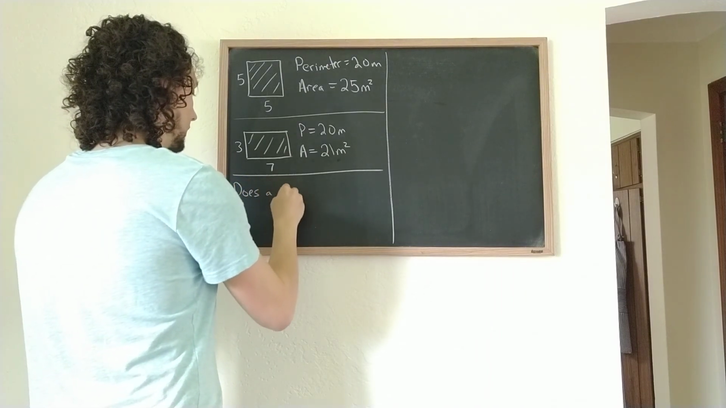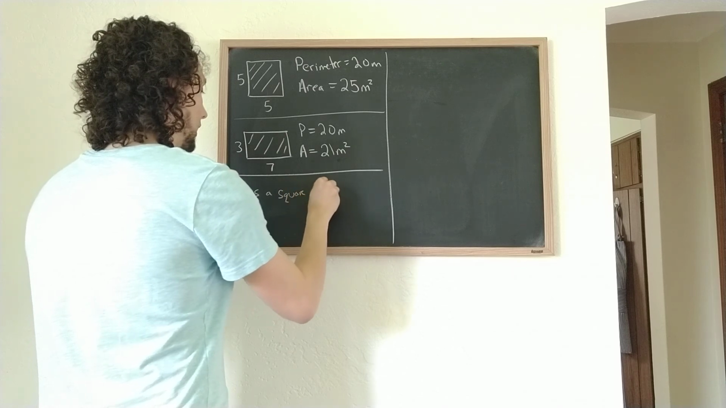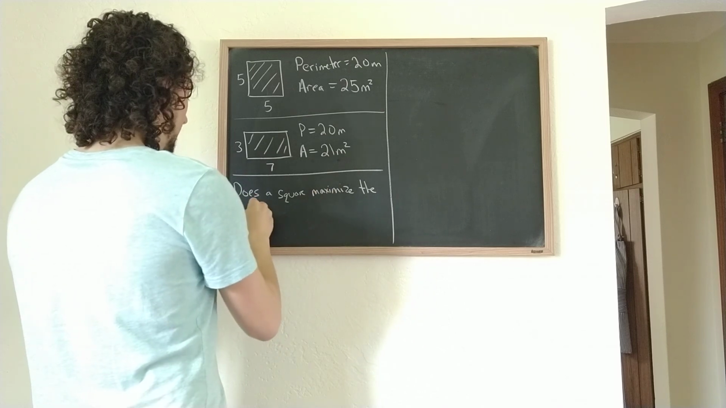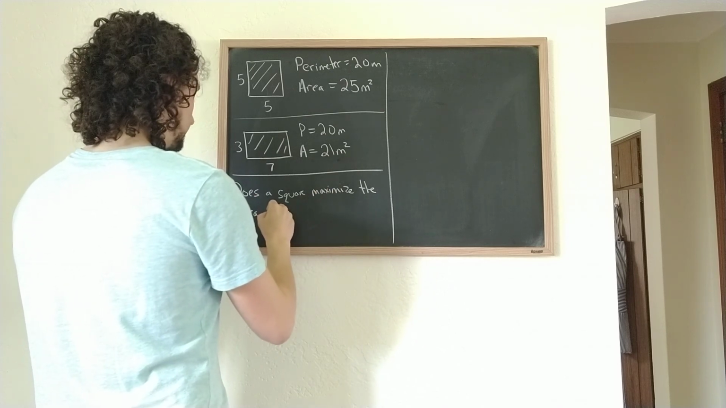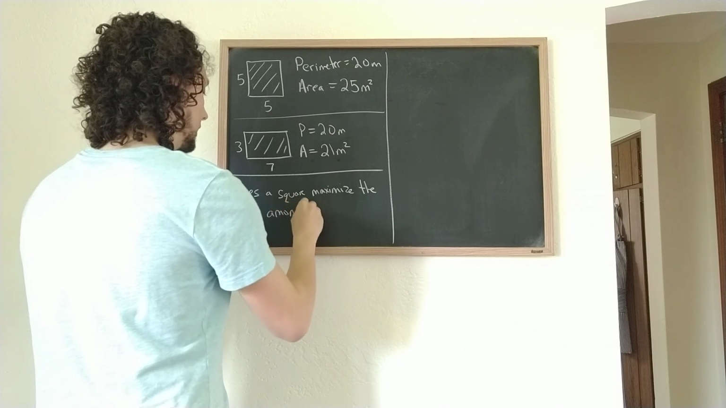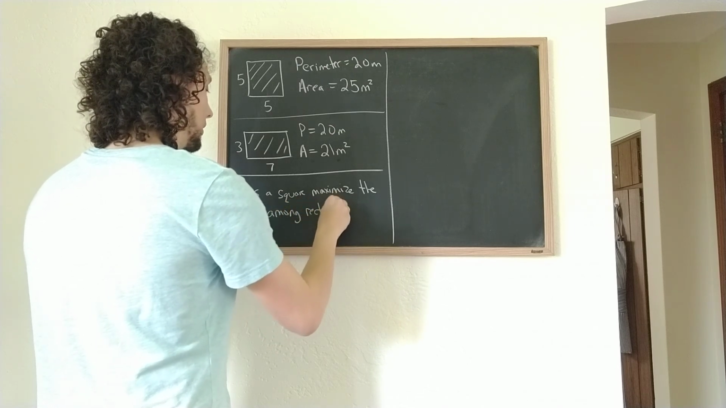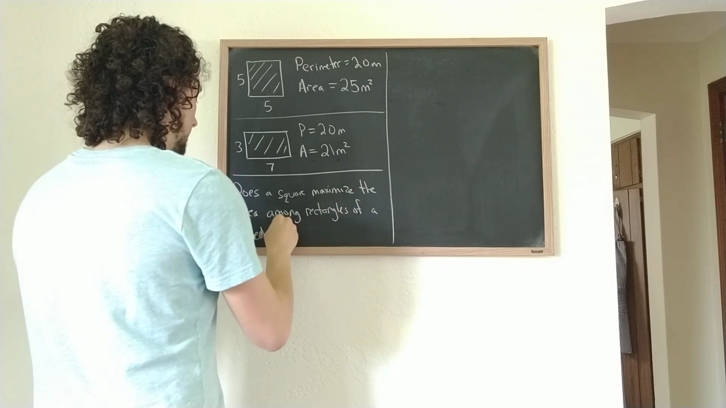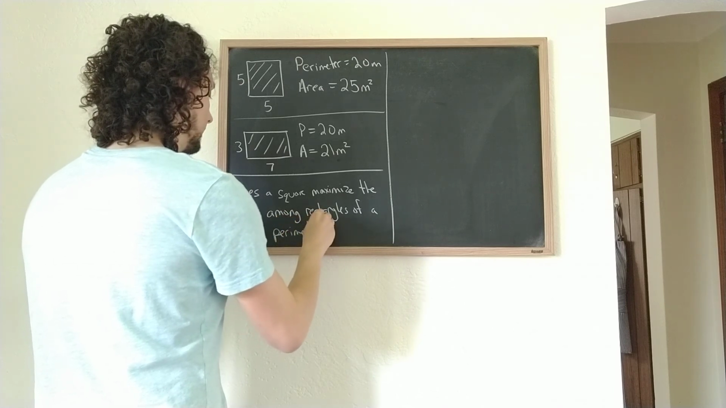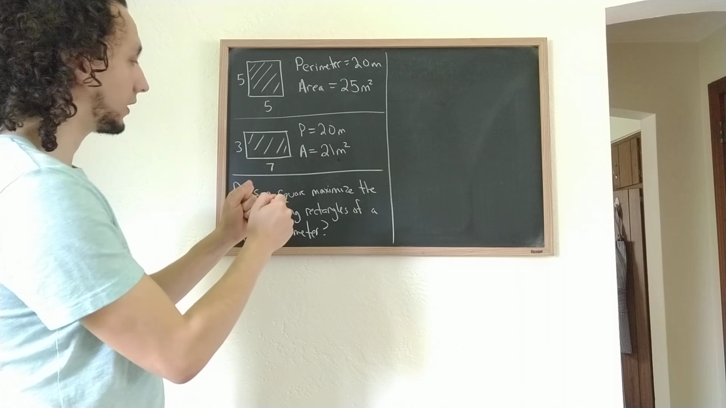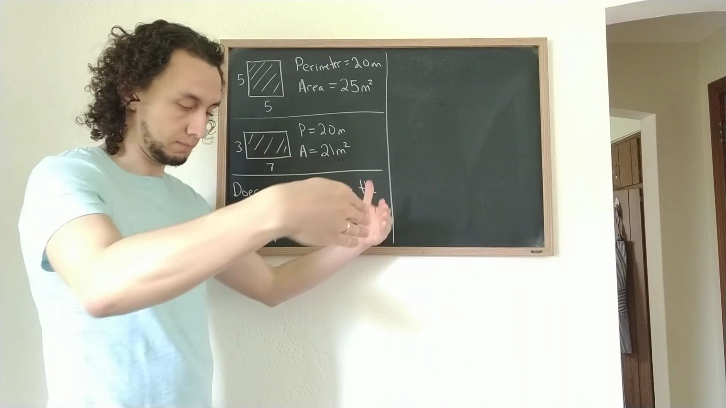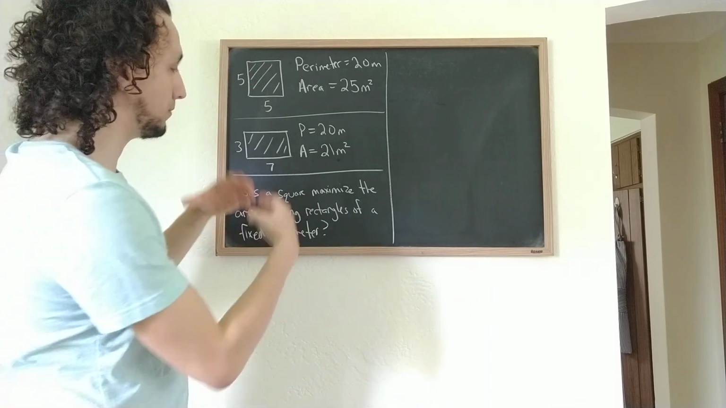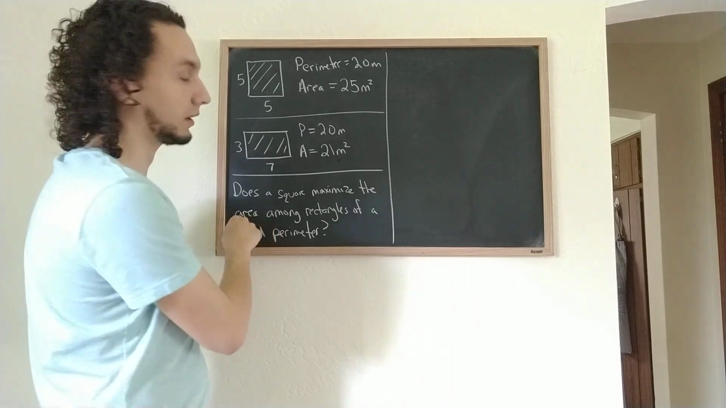Does a square maximize the area among rectangles of a fixed perimeter? So this is just a way of expressing the question. If you fix the perimeter and you fix the fact that you have to make it into some type of rectangle, with a square being a special case of a rectangle, is a square the best shape you can do in terms of capturing the most area?